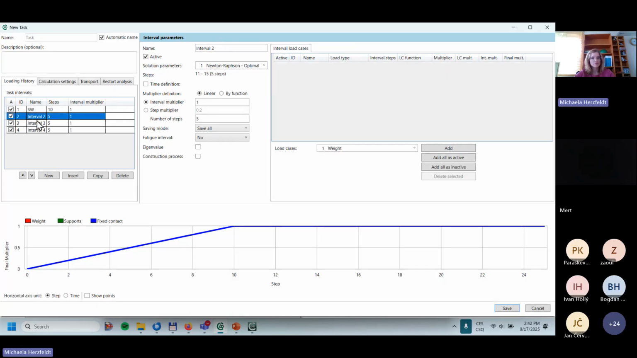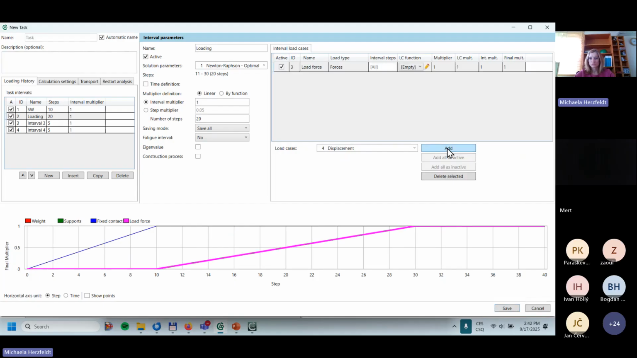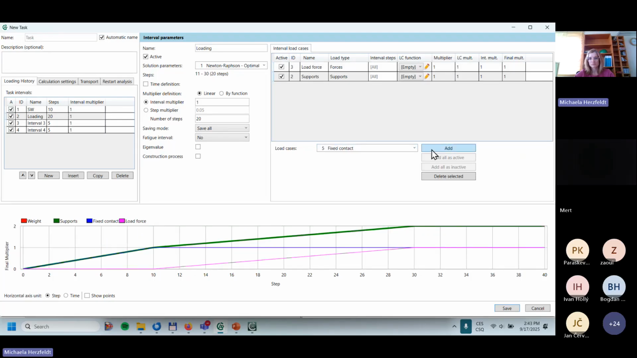The next interval will be just loading, that will load the structure. We will divide the loading into 20 steps. And this is the load force, where our loading is for this interval. Then we need to add support and fixed contact as well, so that the structure is held together.